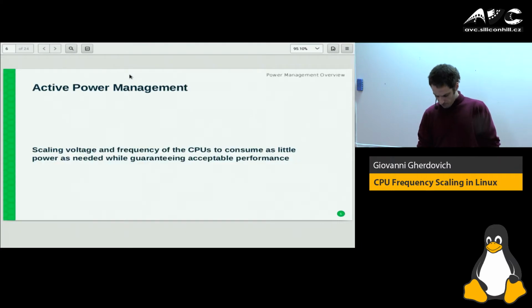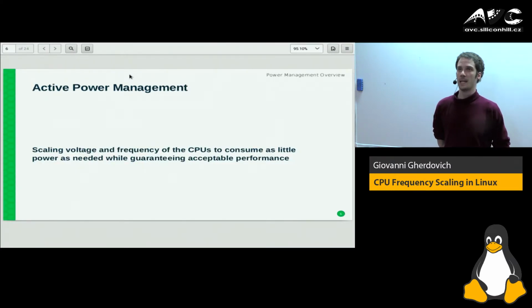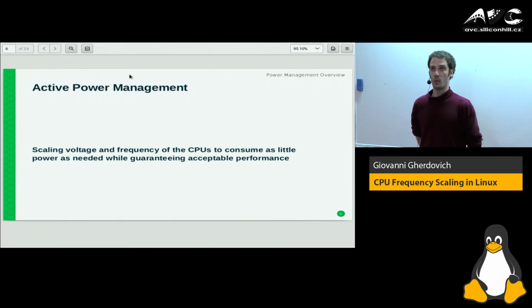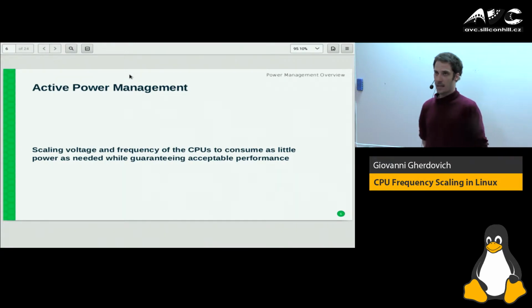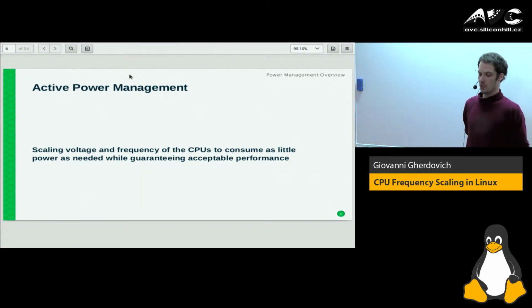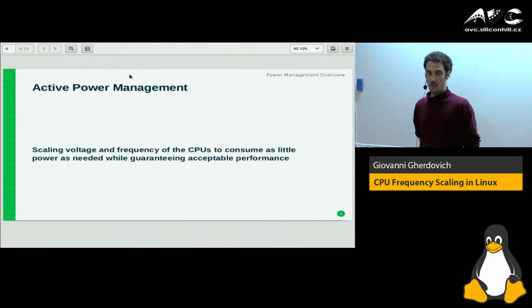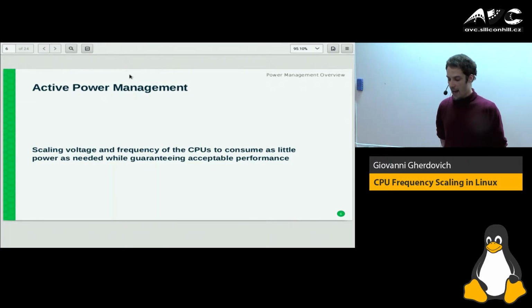So what is power management, and which part of power management are we addressing right now? We are talking about active power management, as opposed to idle power management or static power management, which happens when your machine goes to a deeper sleep state. Active power management is what we do while we are running instructions, while we are executing code, while we are doing useful work. But we try to do it saving some energy. So the definition, you can read it on the slide, is we do this by scaling voltage and frequency of the CPUs to consume as little power as needed while guaranteeing acceptable performance.